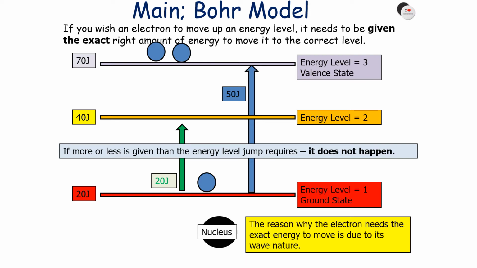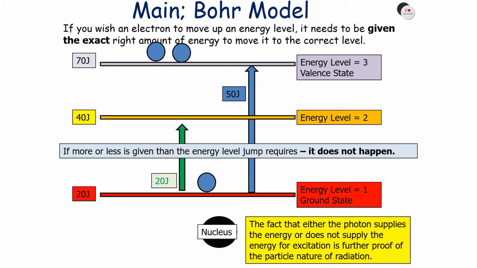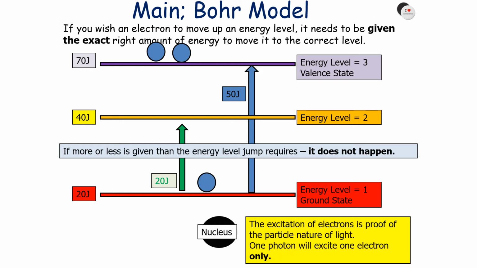Now the reason why the electron needs to have this exact energy to move is due to its wave nature. So the electron is switching its wave frequency, similar to how a standing wave is formed at discrete frequencies on a string. The fact that either the photon supplies the energy or doesn't supply the energy for excitation is further proof of the particle nature of radiation. So another example, as well as the photoelectric effect, for the particle nature of light is the excitation of electrons in atoms, because only one photon can excite one electron at a time.